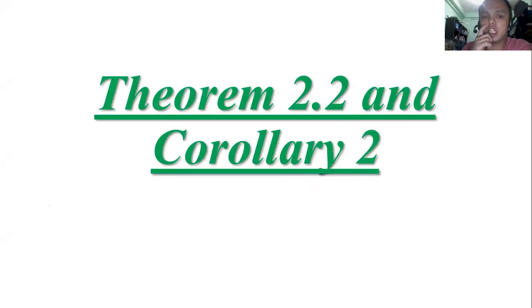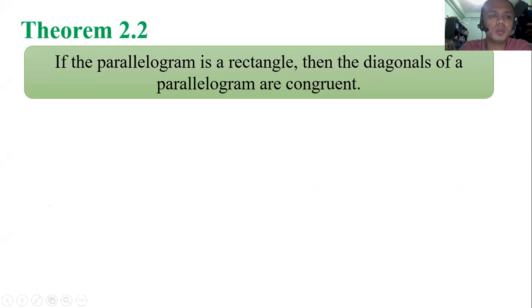Okay. Let us continue now our topic about theorems of the special type of parallelogram. So punta na tayo sa Theorem 2.2 and Corollary 2. Theorem 2.2 states that if the parallelogram is a rectangle, then the diagonals of the parallelogram are congruent. Sabi dito, kung yung parallelogram is rectangle, the diagonals of the parallelogram should be equal, or congruent.